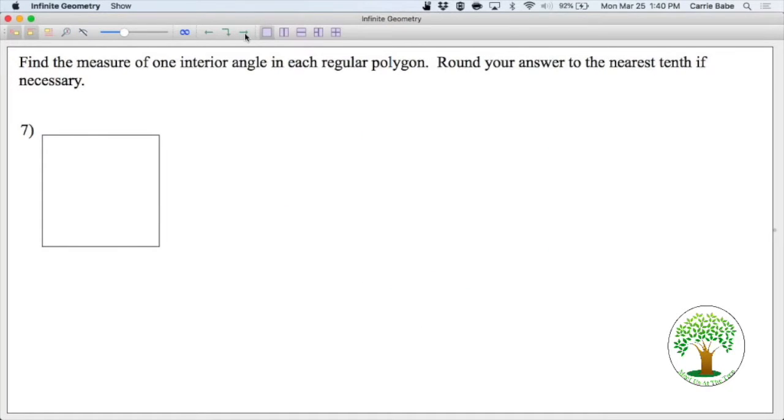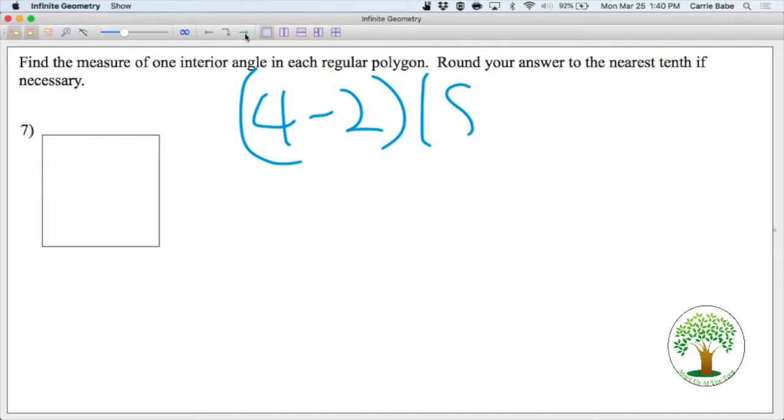Let's do number 7. It says, find the measure of one interior angle in each regular polygon, and it tells you how to round if you need to. So, first of all, we need to know the sum of all of these. This is n minus 2 times 180. What is n in this case? 4. 4 minus 2 times 180.